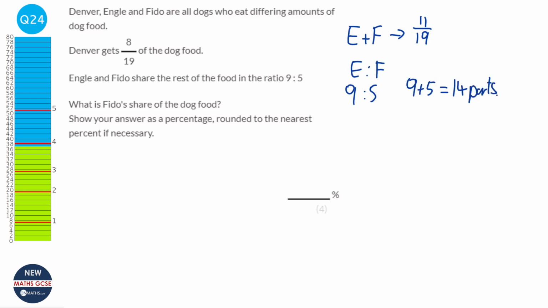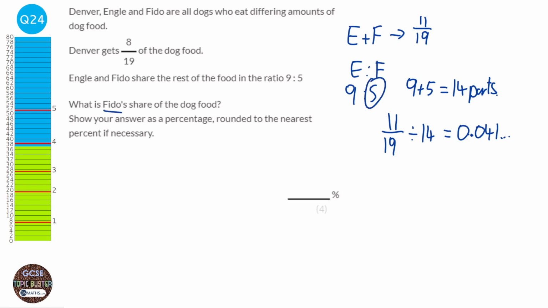So there are 14 parts in total, and the share that they get is 11/19. So what I'm going to do is to find out what fraction one of those parts is worth by dividing 11/19 by 14. So each part is worth, and I'm just going to keep this in my calculator, 0.041 and so on. And we're asked to find Fido's share.